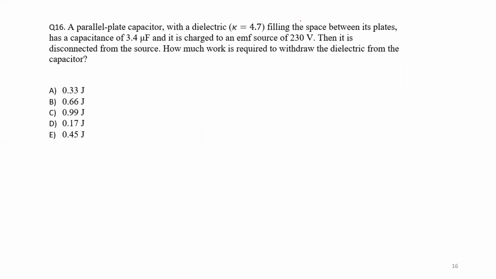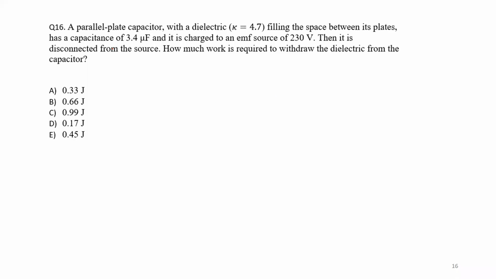So let's solve this problem as well, which is the same. I can skip it, but let me solve. So read the problem very carefully. We have a parallel plate capacitor with a dielectric, and this is the dielectric constant, filling the space between its plates. This parallel plate capacitor has a capacitance of this, and it is charged to an EMF of 230 volts. Then it's disconnected from the source. How much work is required to withdraw the dielectric from the capacitor?